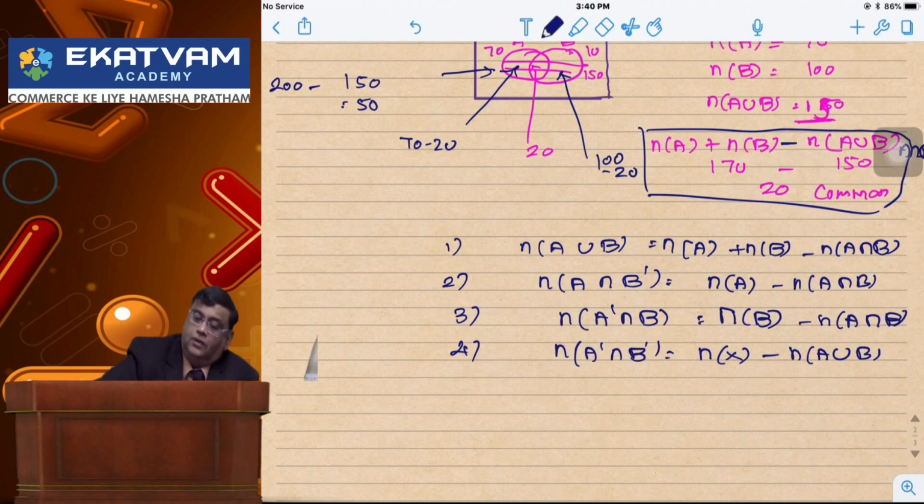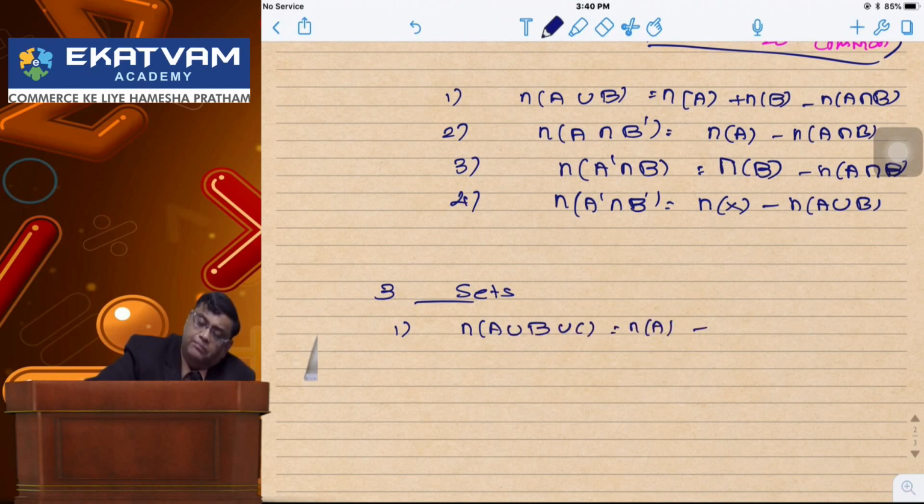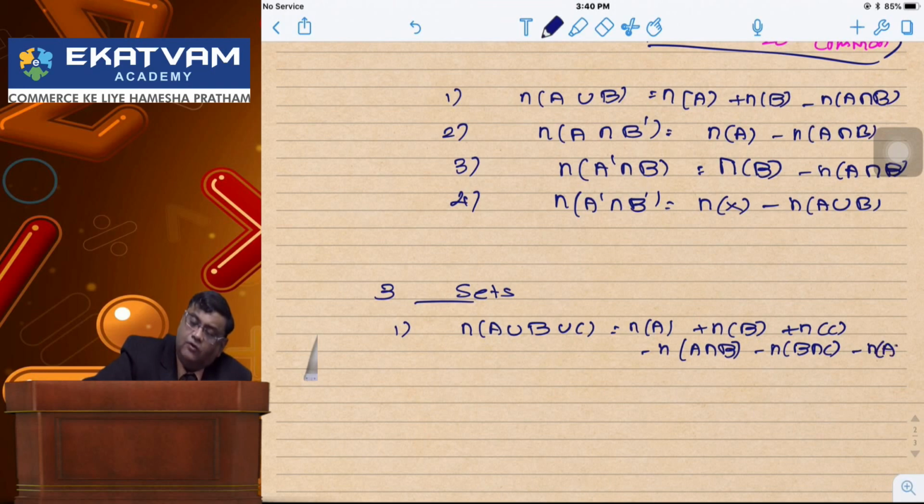Clear? And for the three sets, tell me, what is the first result? It is n of A union B union C is n of A plus n of B plus n of C minus n of A intersection B minus n of B intersection C minus n of A intersection C plus n of A intersection B intersection C.